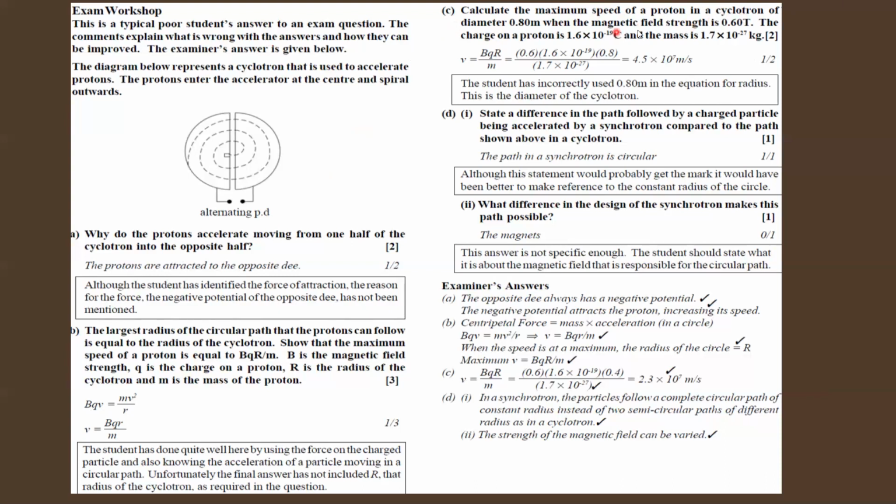Then calculate the maximum speed in the cyclotron. The magnetic field strength is 0.6 Tesla. Q is the charge of a proton, 1.6 exponent minus 19. R is the radius of this cyclotron, which is about 0.8 meter, as they already mentioned, divided by mass. The mass of a proton is 1.67 exponent minus 27 kilograms. So you substitute and you will get 4.5 exponent.